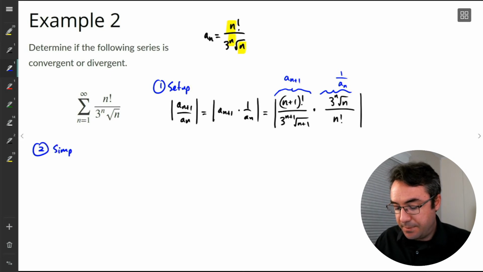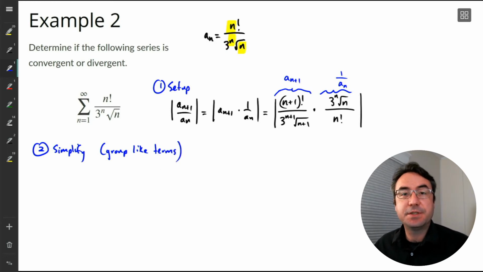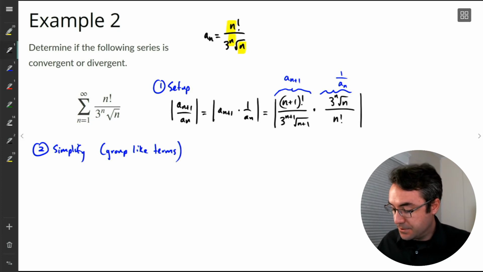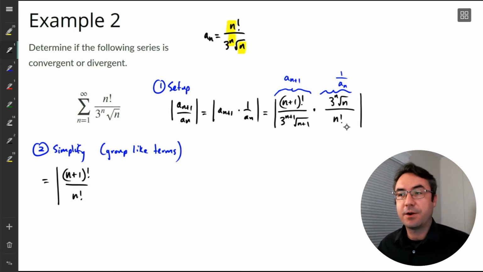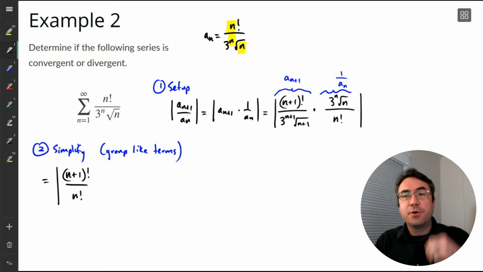And we're going to use the same kind of strategy that we did before. We're going to group like terms. It just makes the canceling and everything a little bit neater, so you can really see what's going to cancel and what won't. All right, so let's get this started. Let's start with the factorials. So we'll put the factorials in their own fraction. So we'll have n plus 1 factorial over n factorial. So n plus 1 factorial was in the numerator, n factorial was in the denominator. So we just move those around and put them in their own fraction.